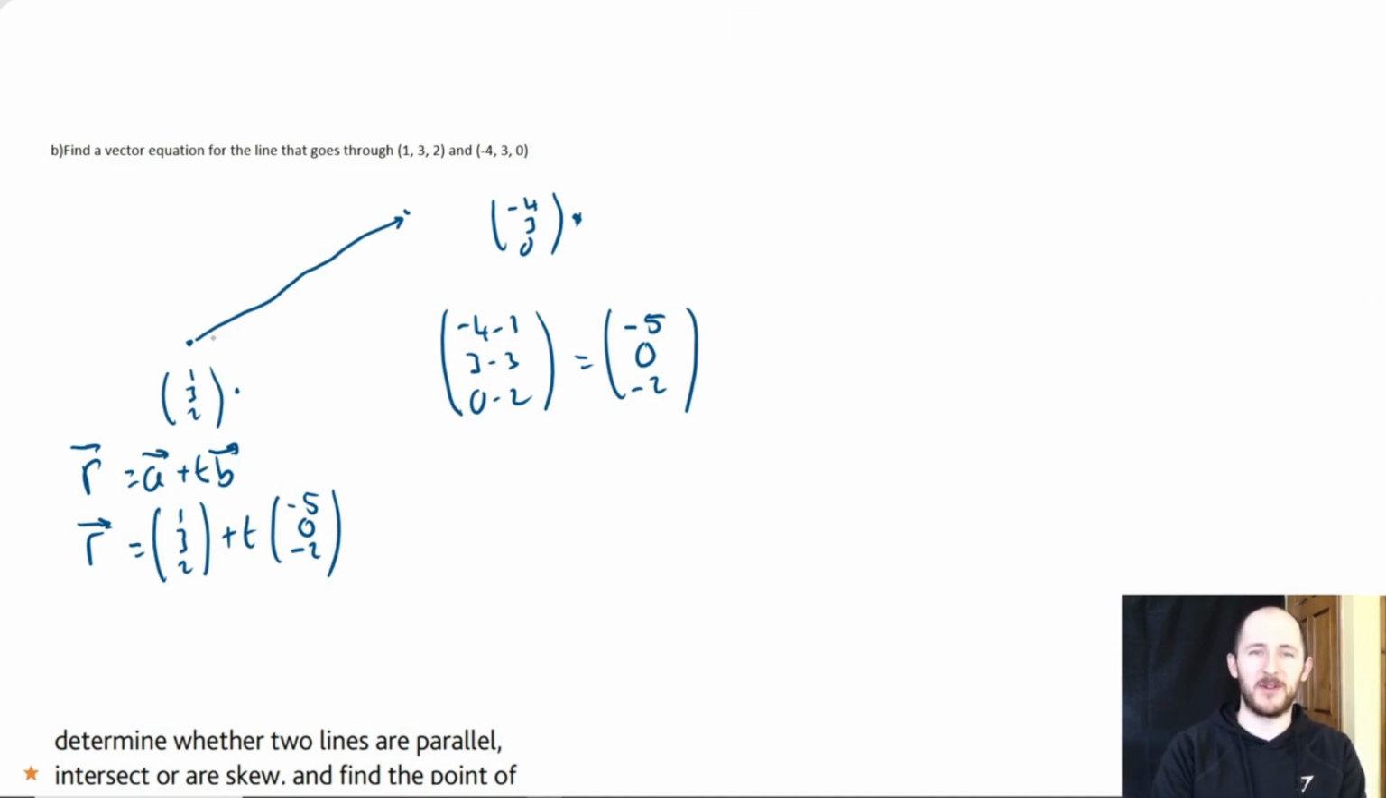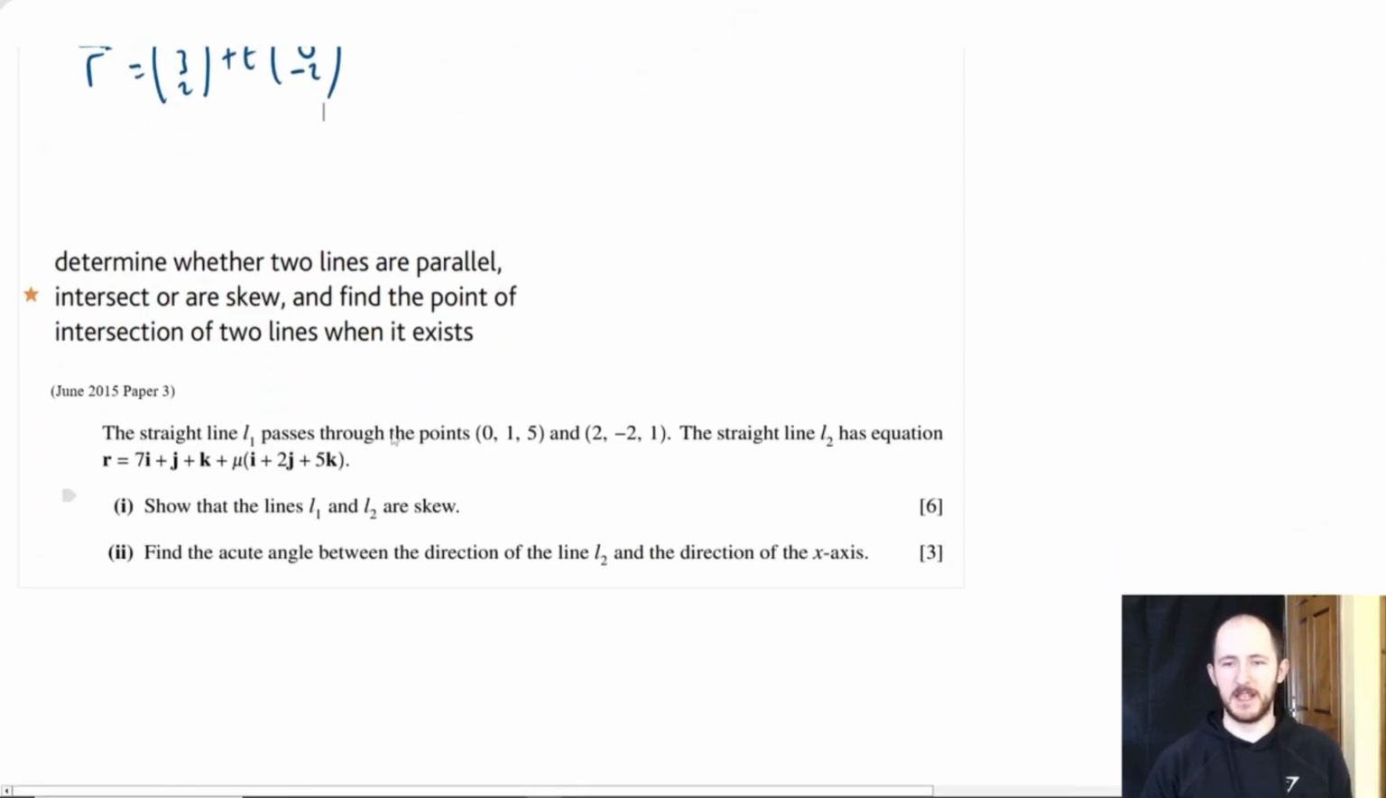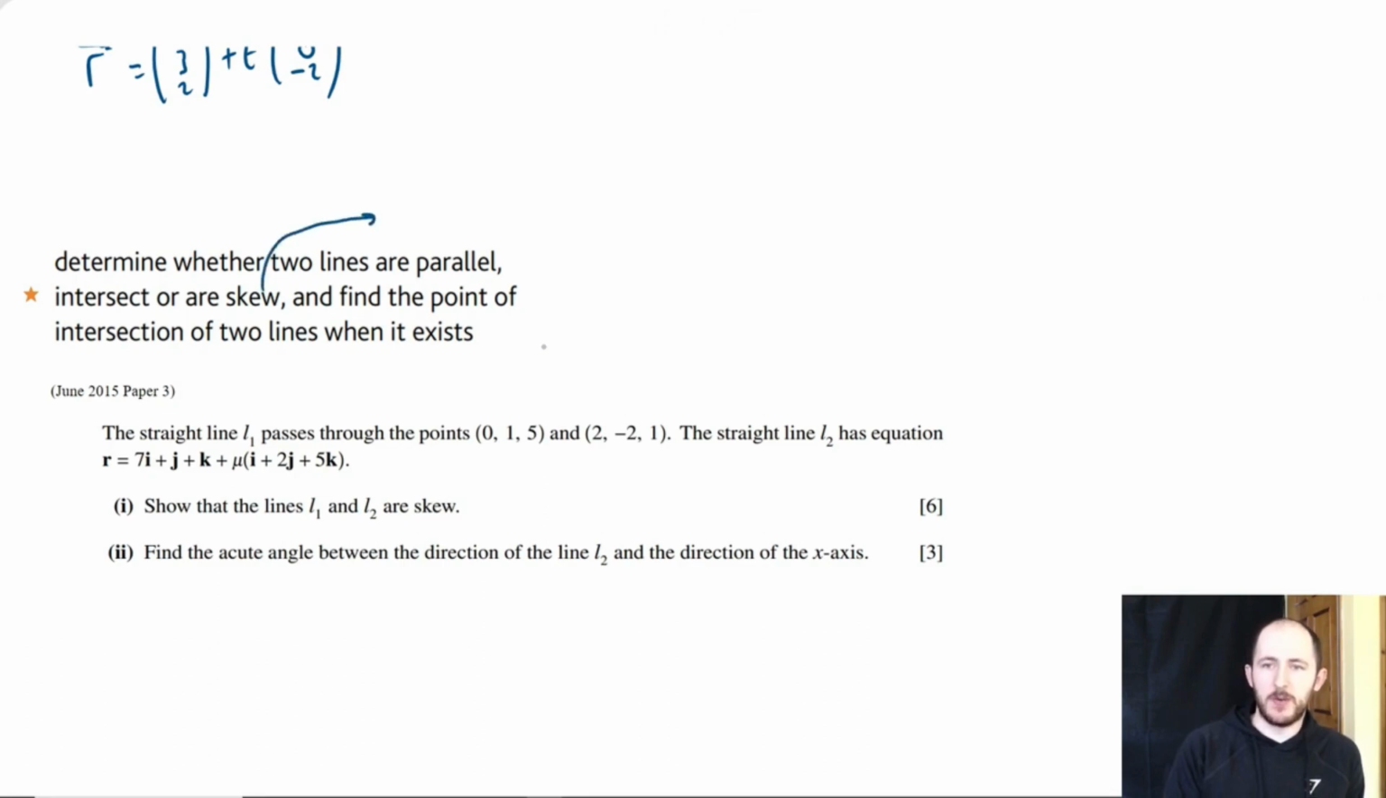We've got more though, because of course we've got more. We've actually got quite a bit more. I'm not going to lie to you. These next questions are pretty tricky. We need to determine whether 2 lines are parallel, intersect, or skew. So this is going to be quite important. Skew means they do not intersect and are not parallel.